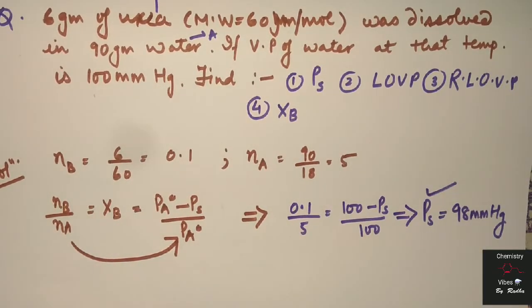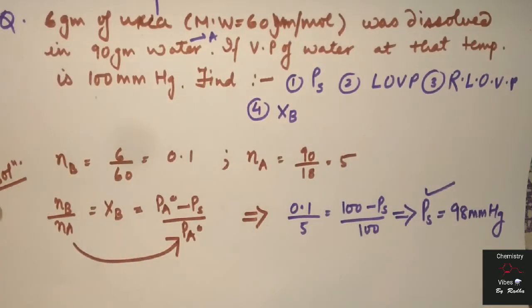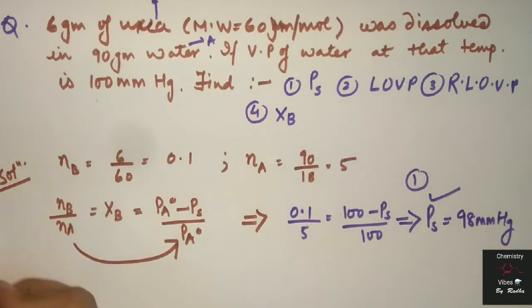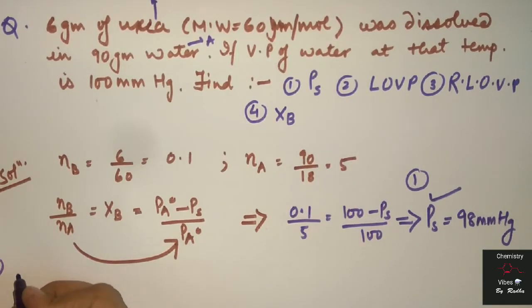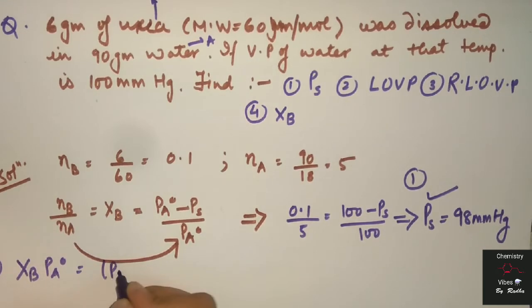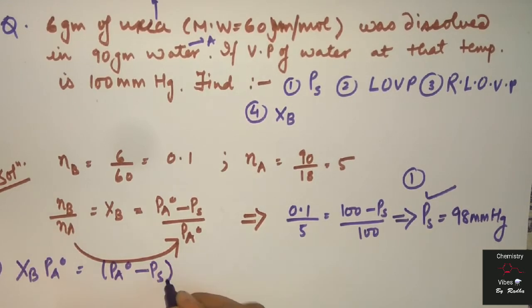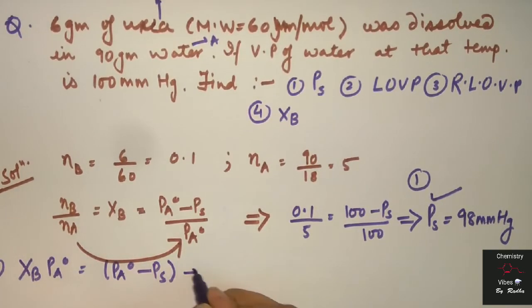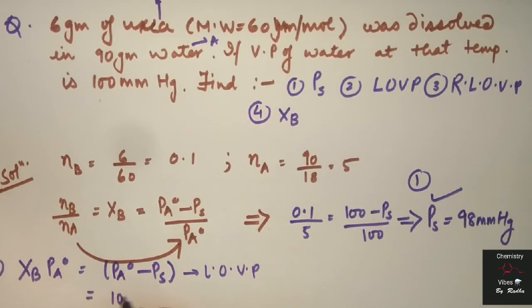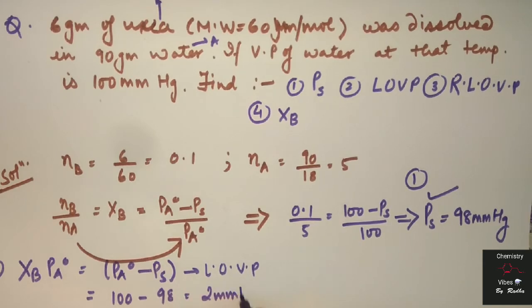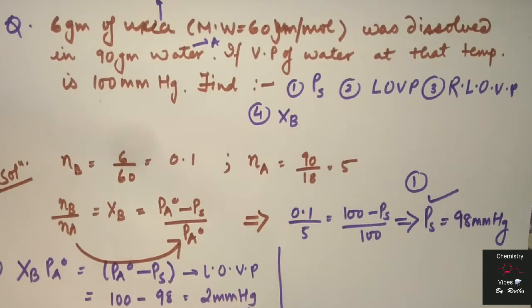So Ps we have calculated. Now second thing, lowering of vapor pressure. What was lowering of vapor pressure equal to? This is the number 1 which you have to find. Number 2, lowering of vapor pressure. Remember the formula of lowering of vapor pressure, Xb into Pa naught was equal to Pa naught minus Ps. Yes or no? This I told you, this is nothing but lowering of vapor pressure. So simply what you are supposed to do, 100 minus Ps. Just now we have calculated 98, that is 2 mm of Hg. This is the lowering of vapor pressure, right?